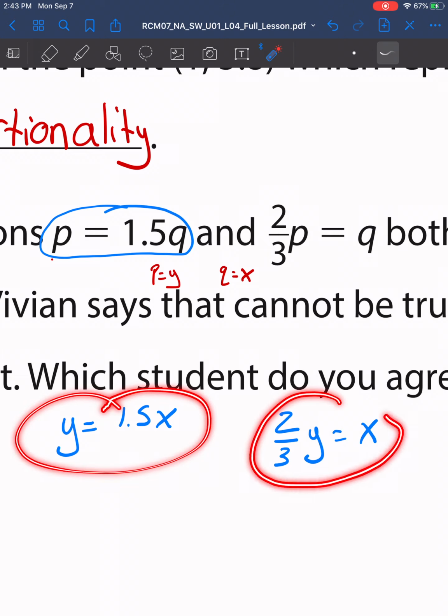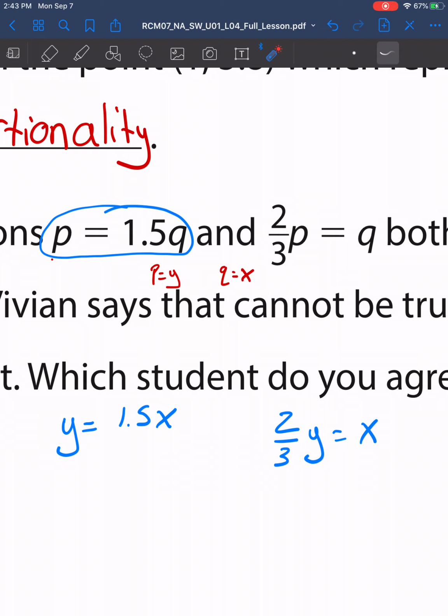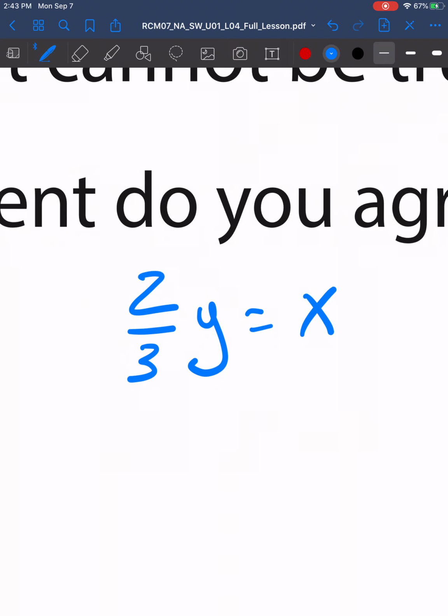Why is this one not looking like something we're used to? It's because the y's and the x's look like they're in the wrong spots, right? We're so used to y being the guy all alone on that side of the equation. But, thanks to algebra, we can make y be the guy all alone in the equation, right? Can I change this equation so that y is the guy all alone? How do I get y all alone?